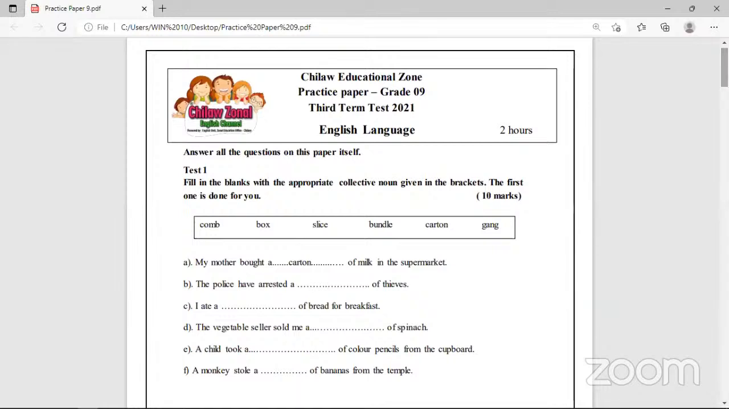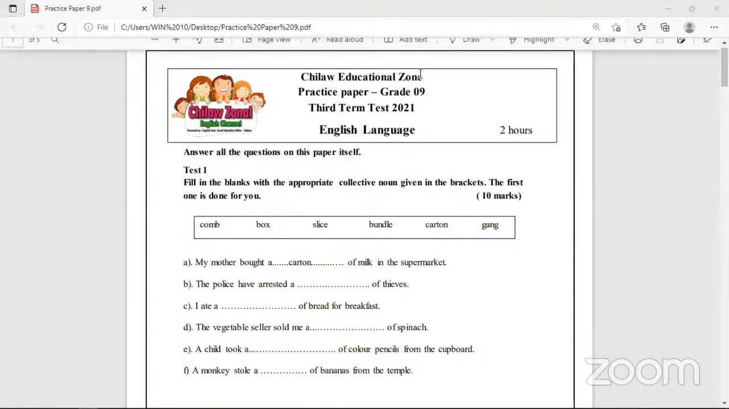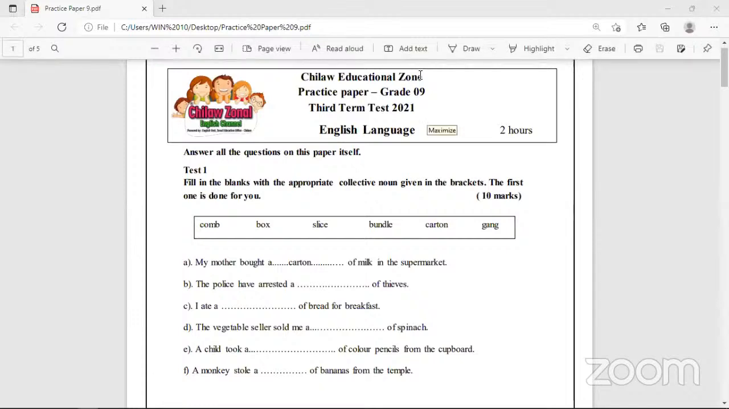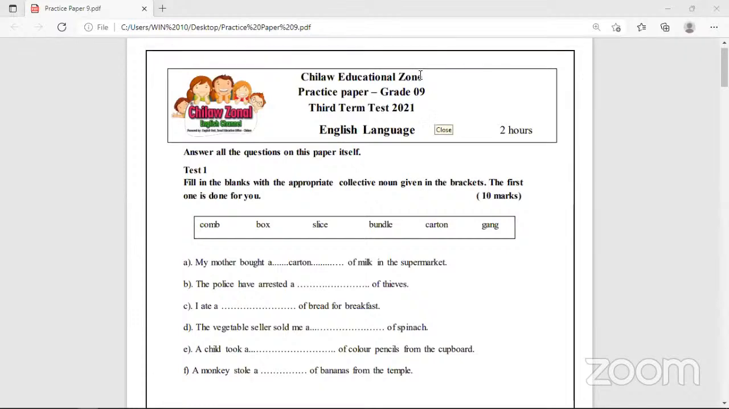Let's start our task and go to the first question. I will give you 5 minutes to answer it. Go to the first question and write the answers, please. You can send them in the chat also.